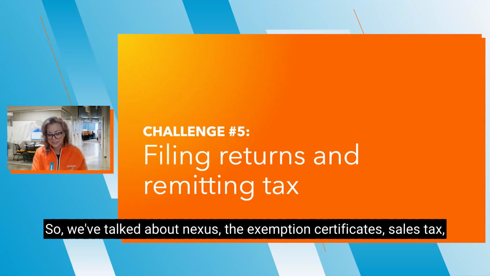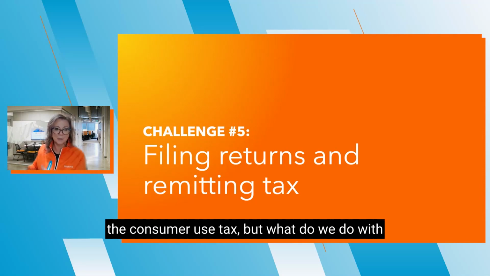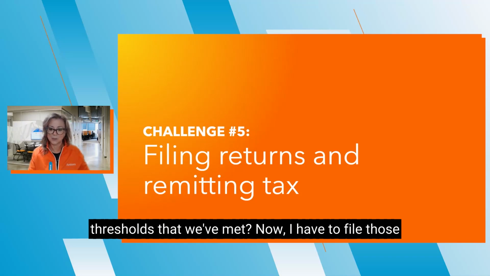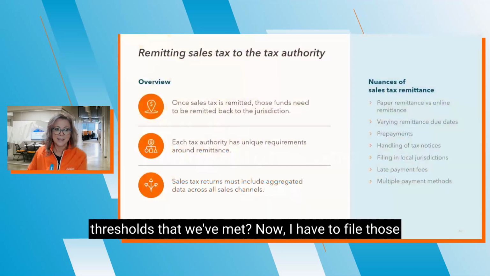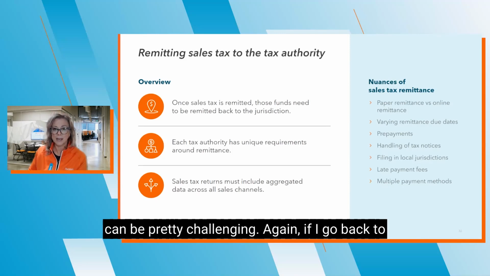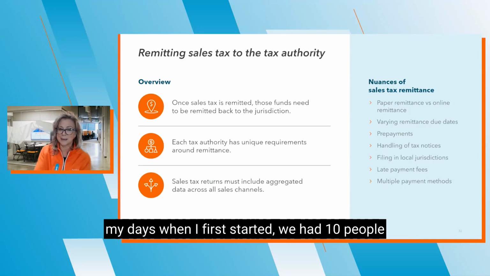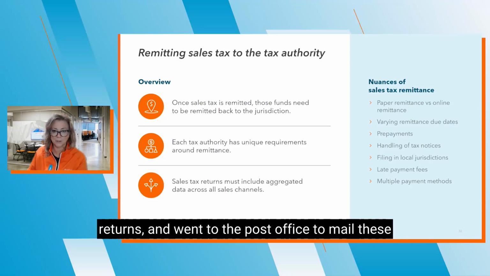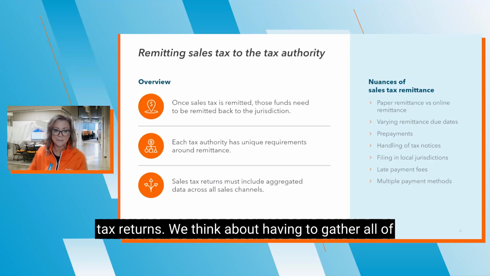So we've talked about nexus, the exemption certificates, sales tax, the consumer use tax, but what do we do with all of this tax that we've calculated and those nexus thresholds that we've met? Now I have to file those returns. And filing and remitting the tax to the tax authorities can be pretty challenging. Again, if I go back to my days when I first started, we had 10 people that did nothing but put numbers into spreadsheets, filed tax returns, and went to the post office to mail these tax returns.